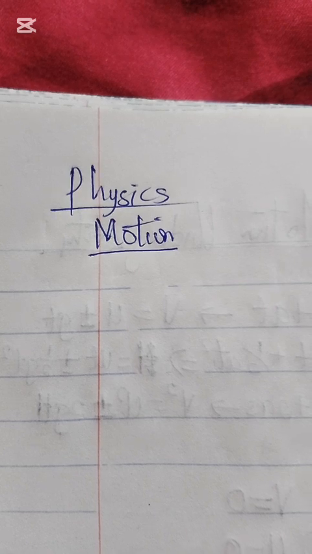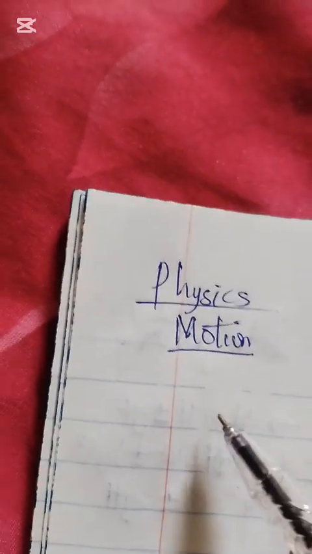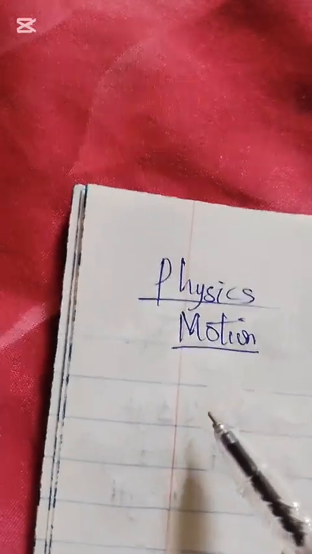In our today's physics class, we shall be discussing motion, but our major focus will be on rectilinear motion. So the first thing I need to explain is the terms used in describing motion. What are the terms used in describing rectilinear motion?